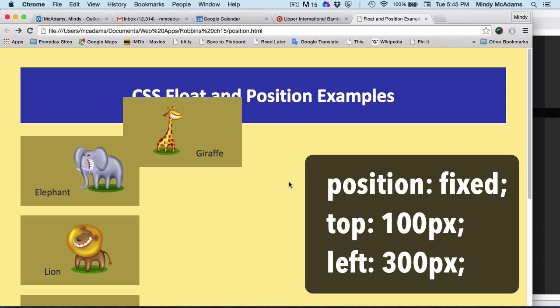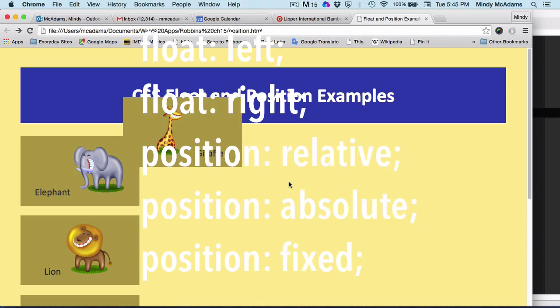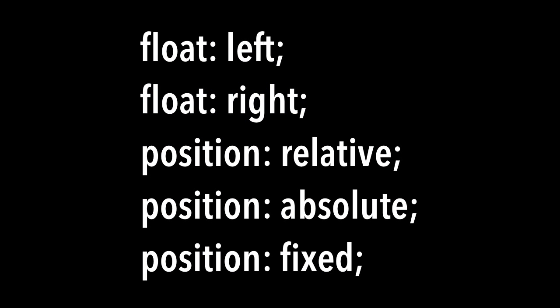So that's position fixed. So in this video, we've covered two kinds of floats. We covered float left and float right, and we covered three kinds of position. We've covered relative, absolute, and fixed.